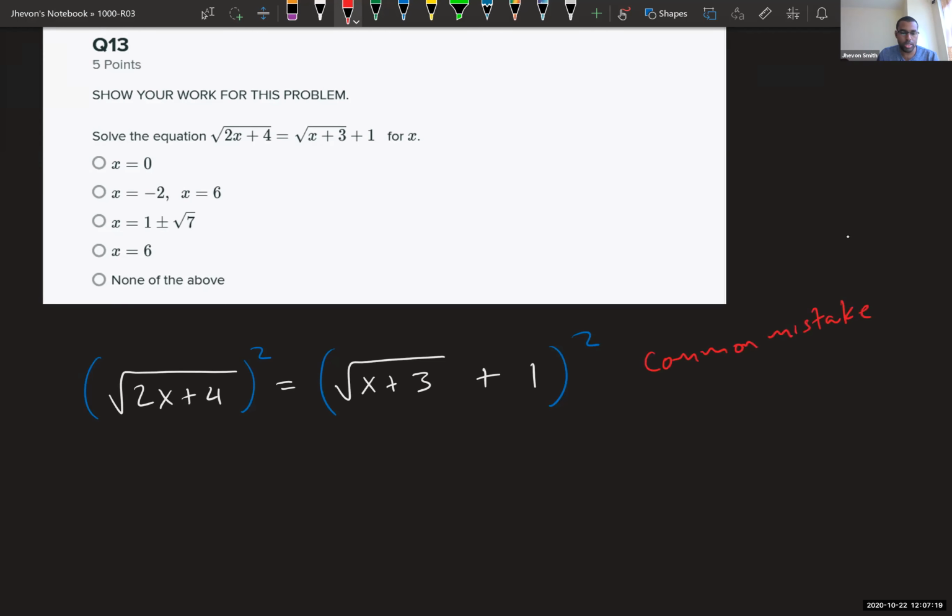I believe I did put some answer choices here such that if someone were to square each term individually, those are the answers they would have gotten, but they're actually incorrect. The common mistake is to square each term individually. Do not do that.